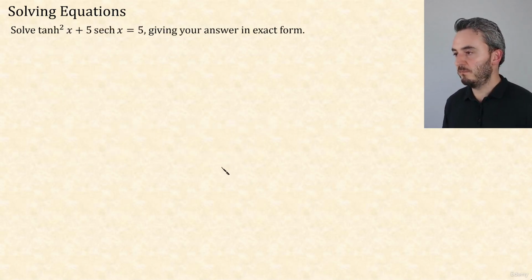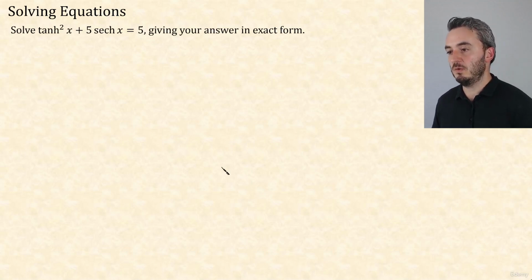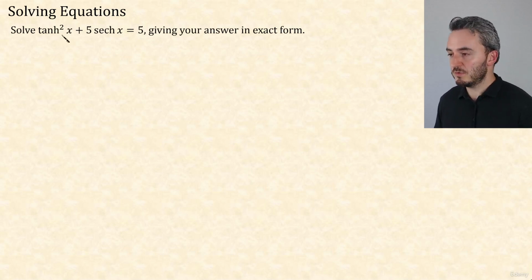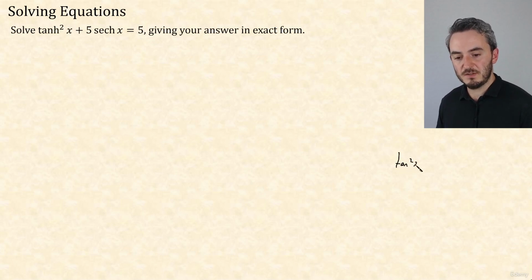Okay, next one. Solve tanh squared x plus 5 sech x equals 5. Okay, well, this is another one where we think, do we keep it in hyperbolic world or do we turn it all into exponentials? And the answer is keep it in hyperbolic world. Why? Because we can convert tanh squared x into sech squared x. Recall from standard trig, we have the identity tan squared x plus 1 equals sec squared x.